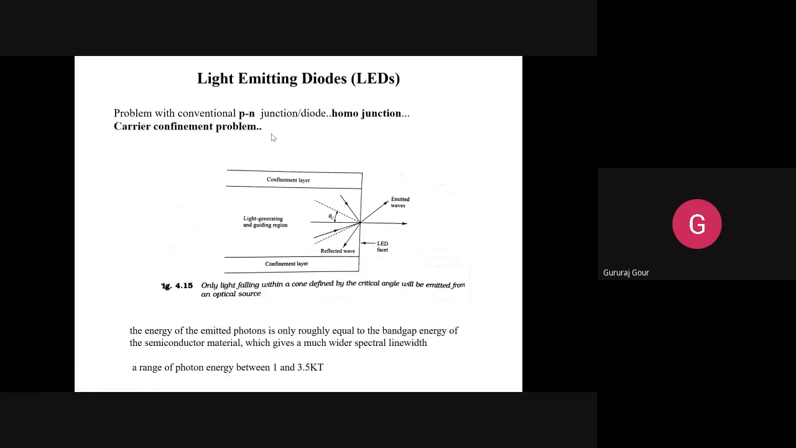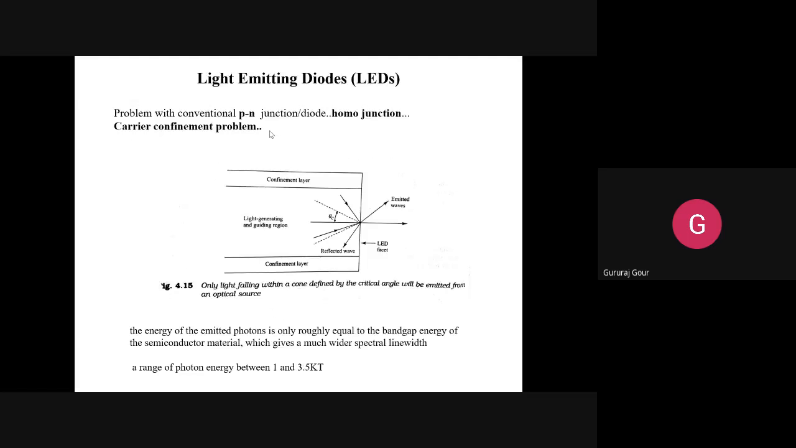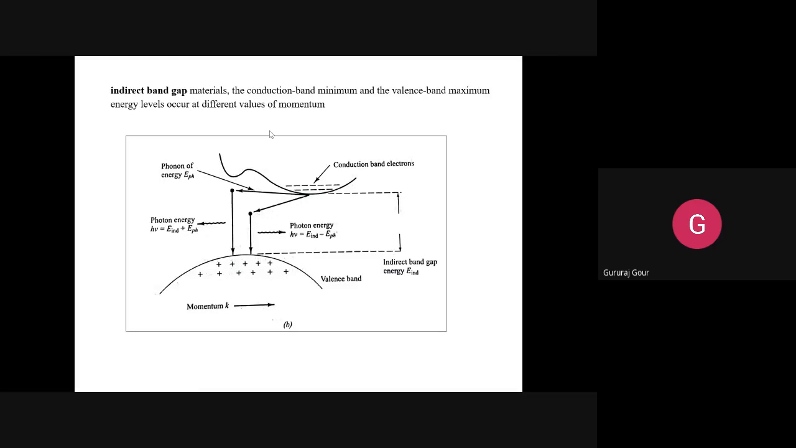So what do we mean by carrier confinement? For that, I will take the help of this figure. Now we know that the LED is working on spontaneous emission. If you go back to this one here, let us try to understand this confinement problem with these two figures. So two kinds of points are contributing to this problem.